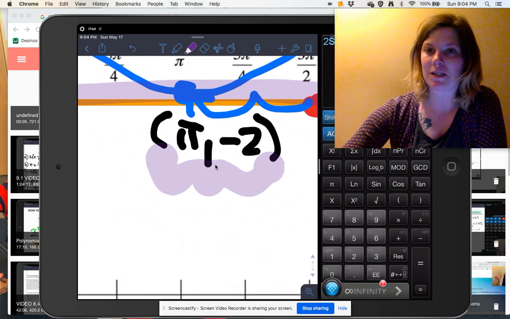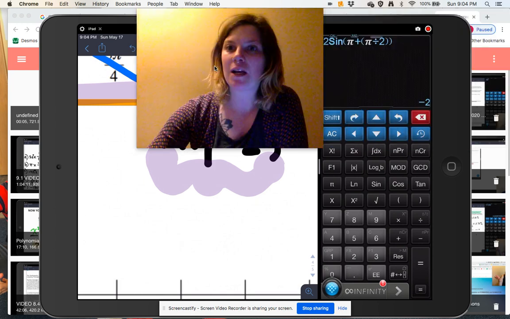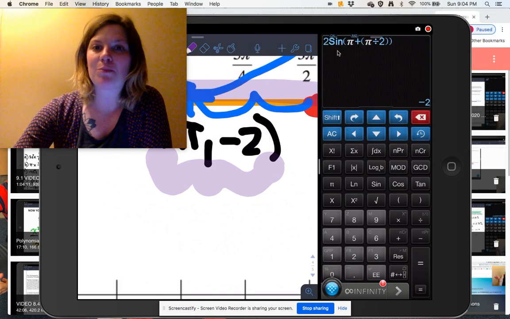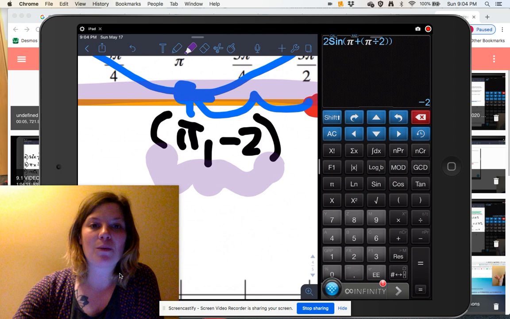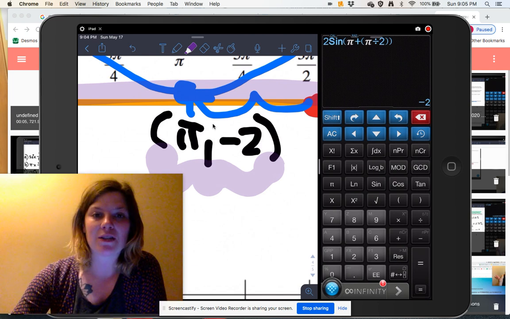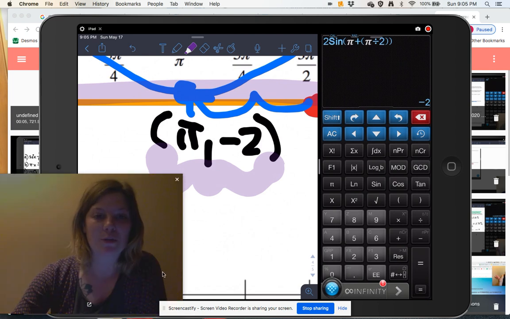Or maybe you can't see what I just did in my calculator, sorry. There we go. So you can see how I put it in. 2 sine pi is the theta value in the equation. And then this is our h value, pi over 2. And so then we would have an output of -2. And so that's why when we do this, we get pi as our input and -2 as our output.